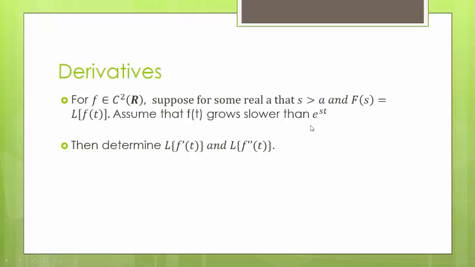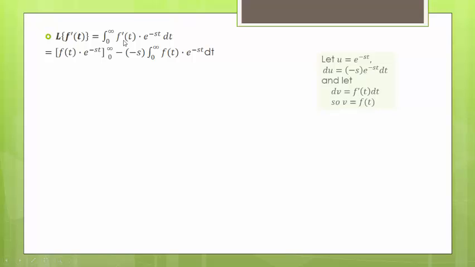Now, also we're going to assume that f of t grows slower than exponential e to the st, the exponential growth that we discussed earlier. So here, it says determine the Laplace transform of f prime and the Laplace transform of f double prime. What we will be doing is plugging in: in my definition, I have substituted f prime here. And if we know that it has an antiderivative, because it was in the C2 class, then the antiderivative would be f of t times e to the negative st. So I've used integration by parts, so here would be my uv minus the integral of v du, and I have the substitutions here.